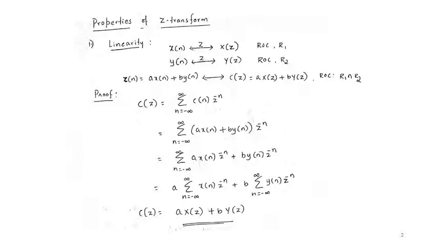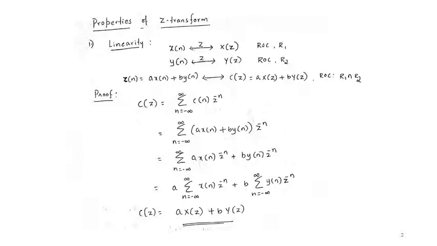So I have taken the signal as a into x of n plus b into y of n, and I got the output as a into x of z plus b into y of z. So the weighted sum of input should be equal to the weighted sum of output. So this is about the linearity property, and now I'll take the intersection also.